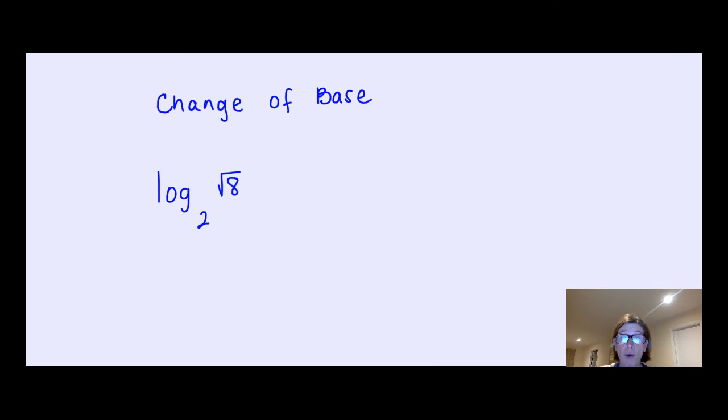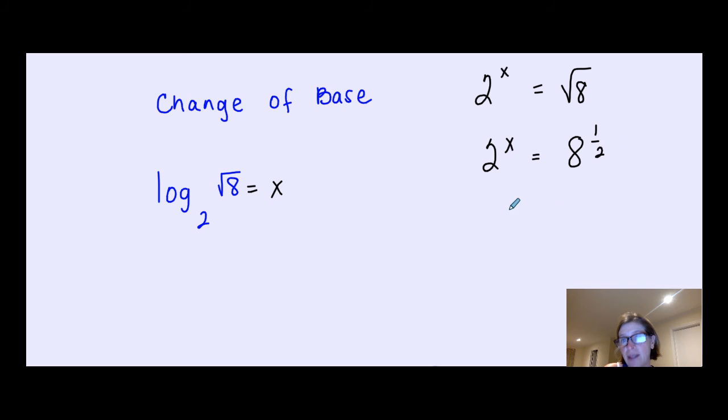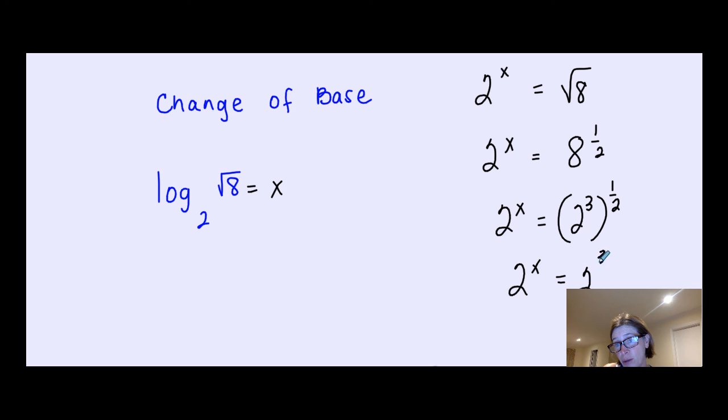So I'm going to give you one more. What if I gave you log base 2 of the square root of 8? So you certainly could set it equal to x and write 2 to the x equals the square root of 8, and 2 to the x equals 8 to the 1/2. Oh gosh, and then 2 to the x equals 2 to the 3 to the 1/2. Power raised to a power you multiply, so that would give me 2 to the 3/2. So x would equal 3/2.